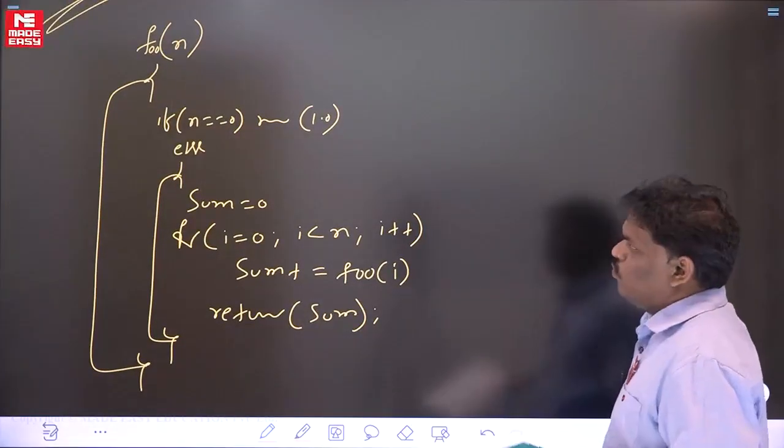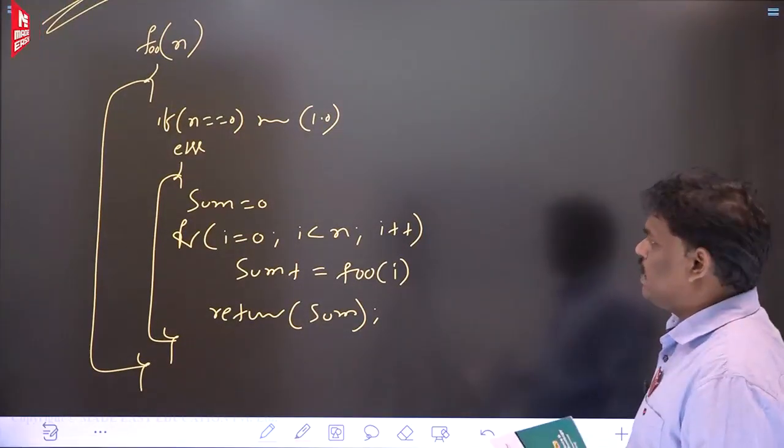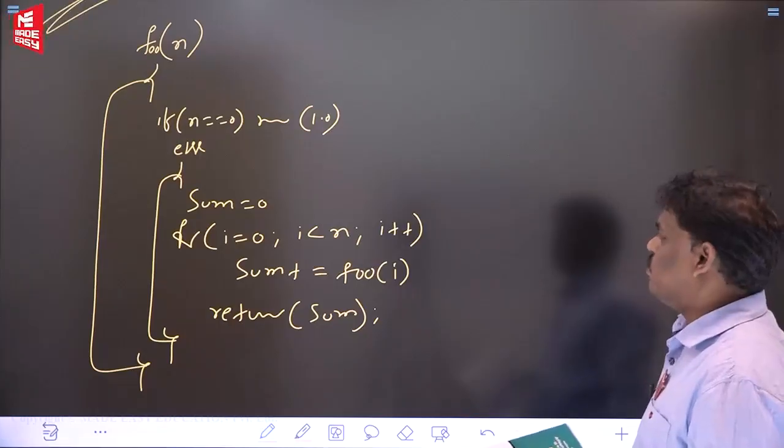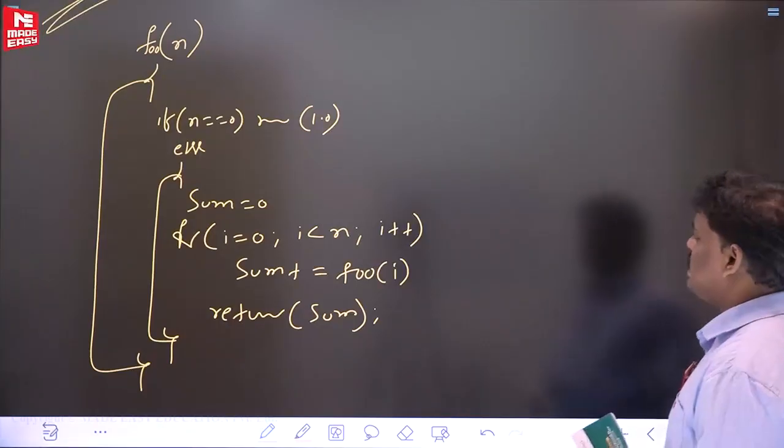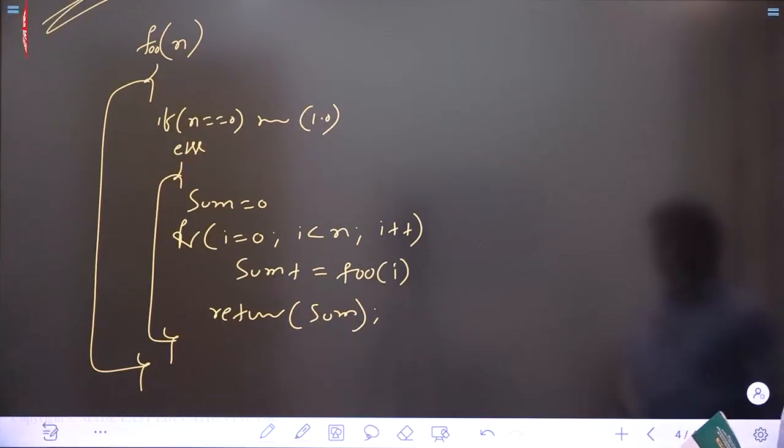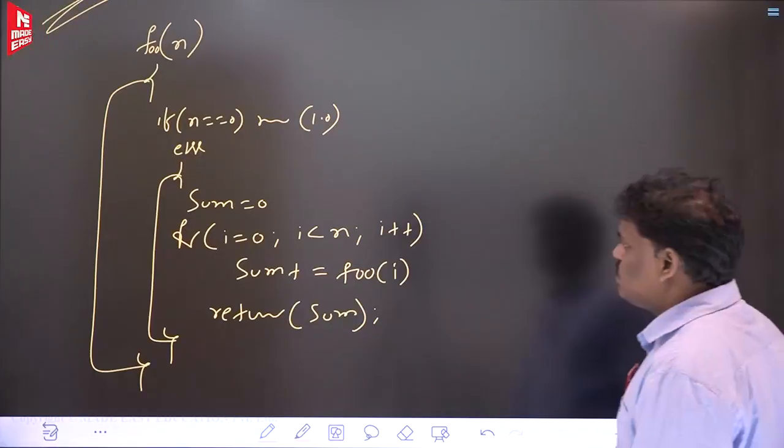Right, this is the function foo of n. If n is equal to 0, return 1. Else sum is equal to 0. For i is equal to 0, i less than n, i plus plus, sum plus equals foo of i. Return sum, something like that. Right, for this program, what is the space?